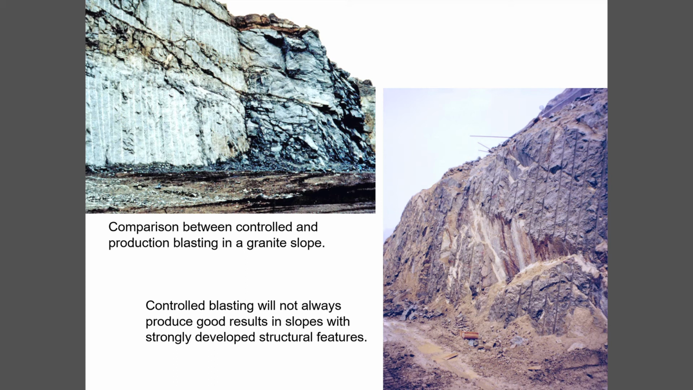Unfortunately, it's not always possible to do this for a variety of reasons, and the slide on the right shows a slope where they tried controlled blasting, but a wedge came out in the middle of that, and so sometimes in strongly jointed rock masses you simply can't produce a nice clean blasted face.